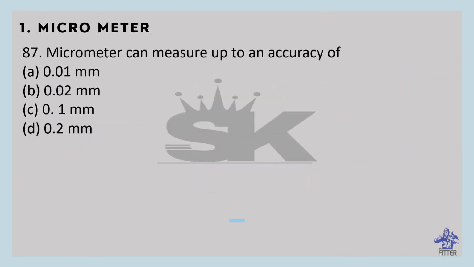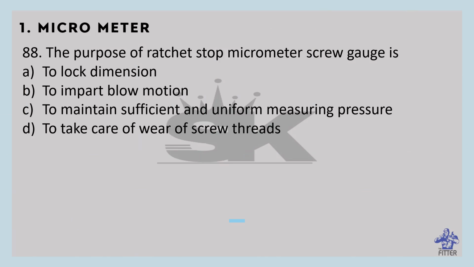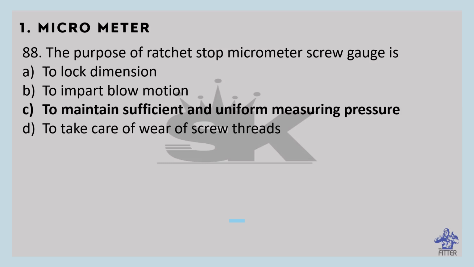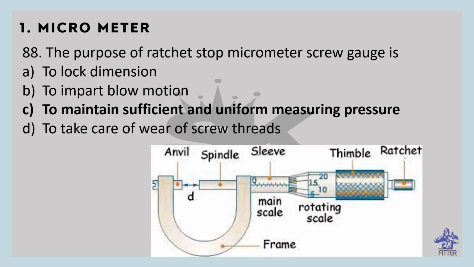A micrometer can measure up to an accuracy of option A, 0.01 mm. That's the least count. The purpose of a ratchet stop in a micrometer screw gauge is to maintain sufficient and uniform measuring pressure. You can see here, this is the ratchet.